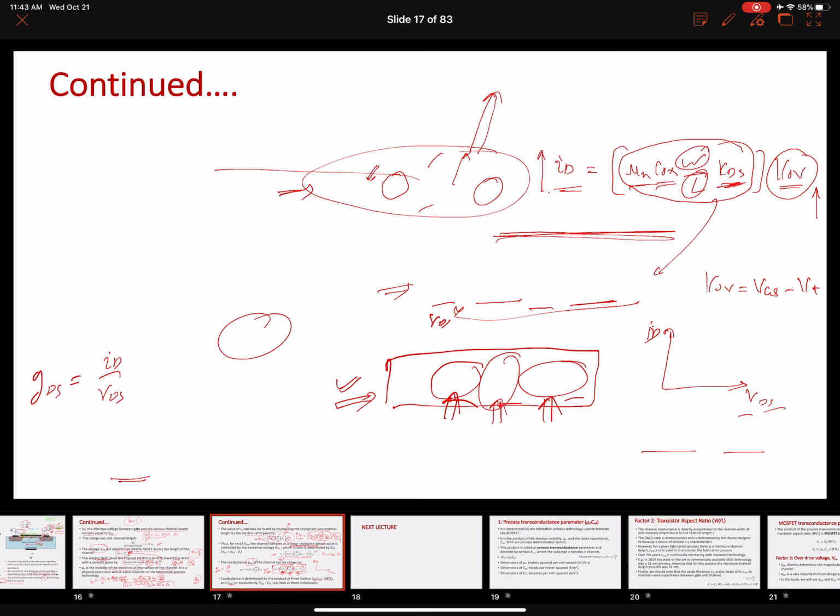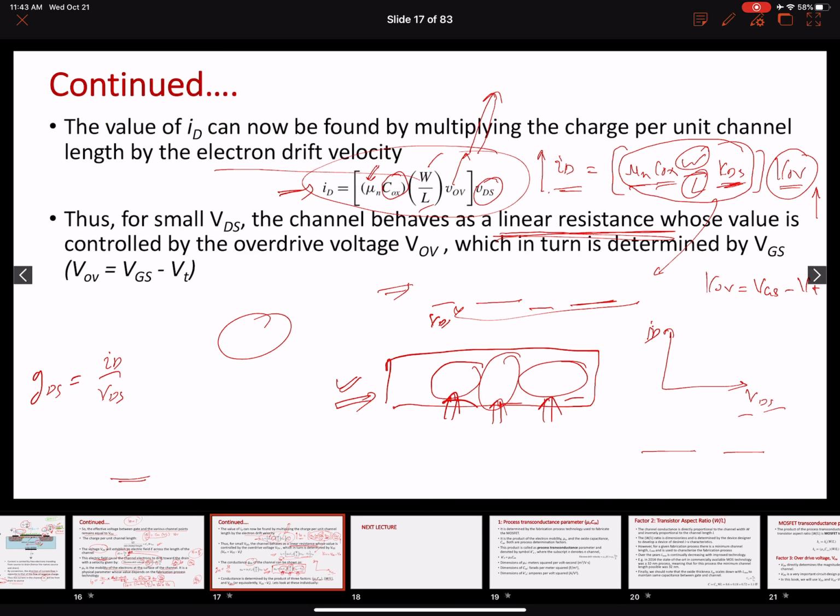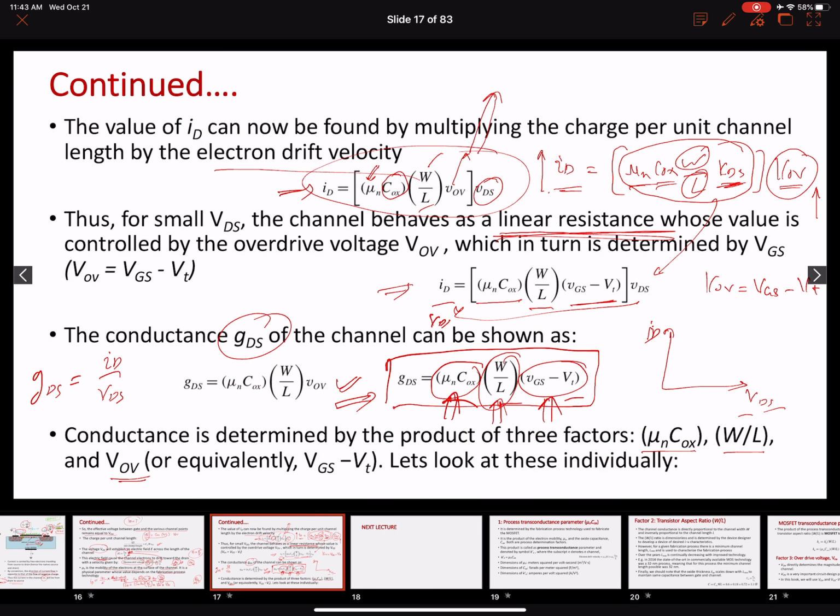So this is where we were in the last lecture. We ended up developing this equation. This equation is the drain current that flows from the drain to the source terminal as we apply a small VDS, a drain to source voltage. That VDS value is relatively very small as compared to the overdrive voltage.